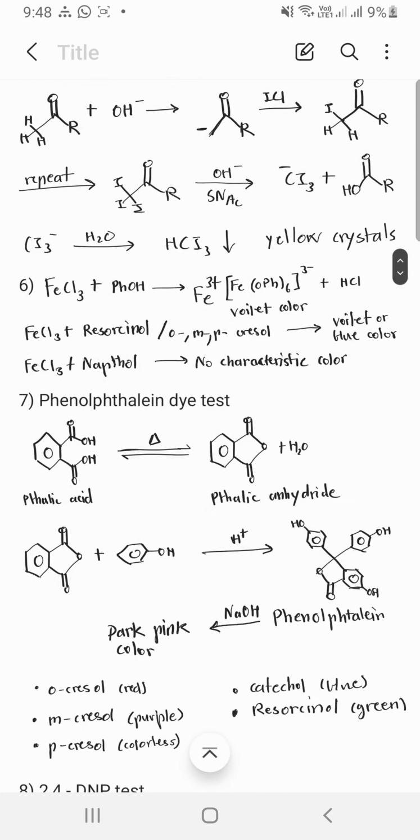Then you got, what's this thing? Yes, the FeCl3 test. So we already saw that phenolates give us a violet color, but you could also use some other compounds. So you can use resorcinol, naphthol. Those will give different characteristic colors. So resorcinol, O, M or P cresol, they will give violet or blue color.